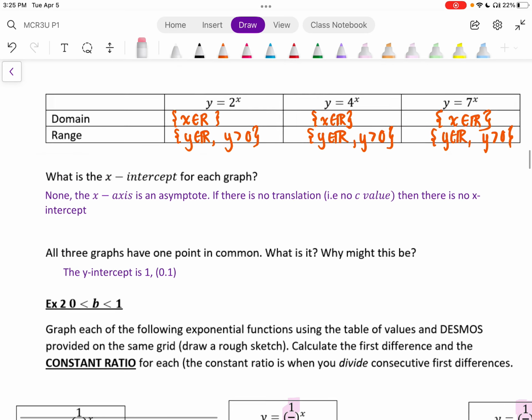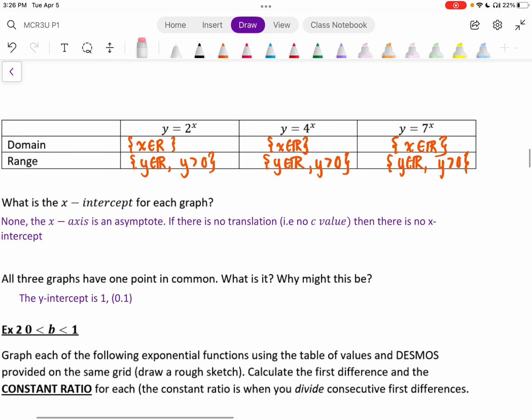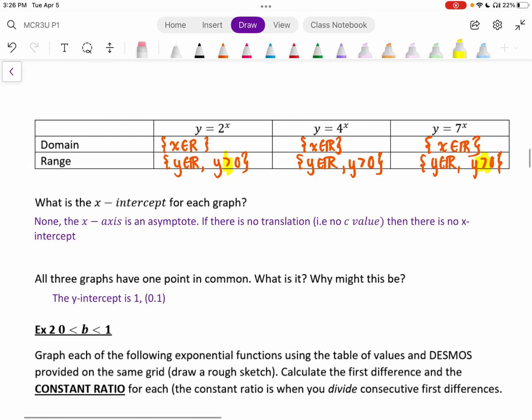Here I just put in the functions, domain and range. All of them have the same domain and range, right? They all have x such that x is an element of all real numbers, right? And the y is greater than 0, not greater than or equal to. Something to keep note of. And it's asked what the x-intercept for each of these graphs is. There is no x-intercept because it doesn't cross the x, right? They're never going to be y equals 0. It's always going to be greater than.